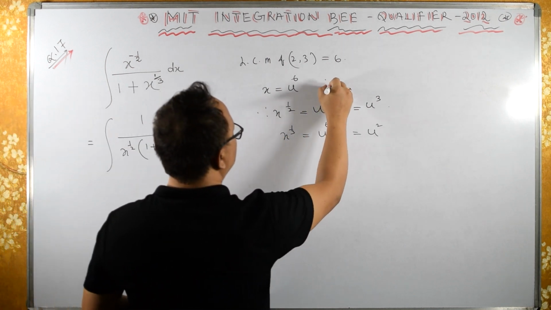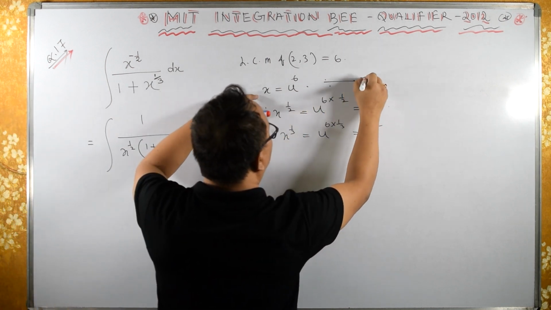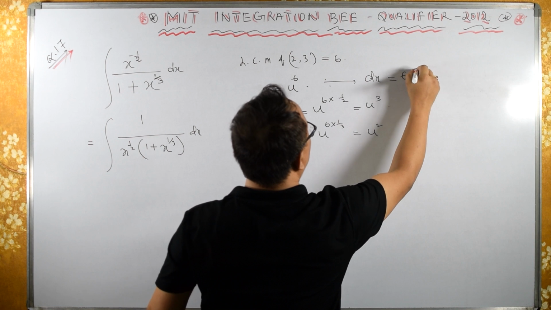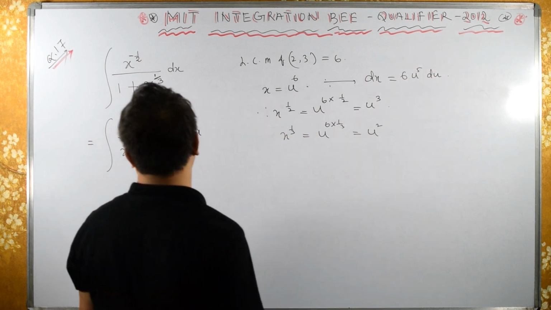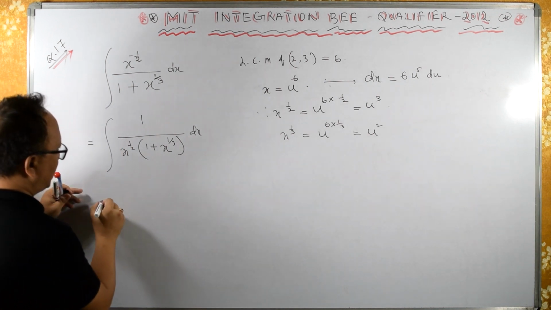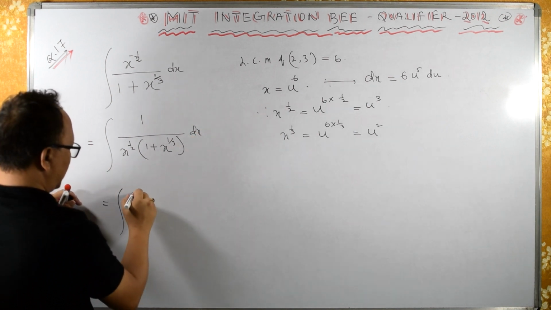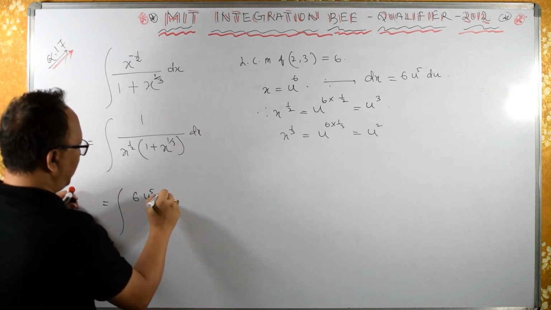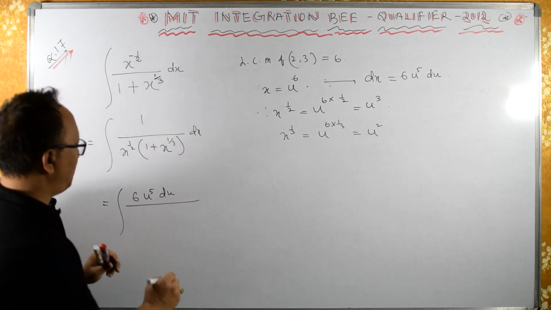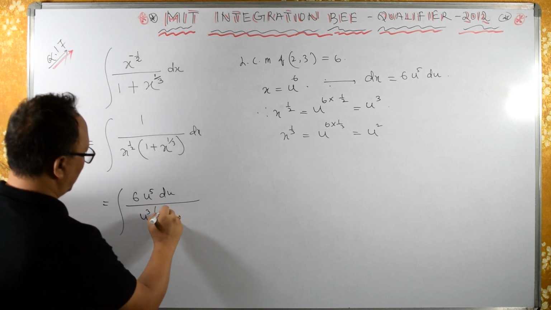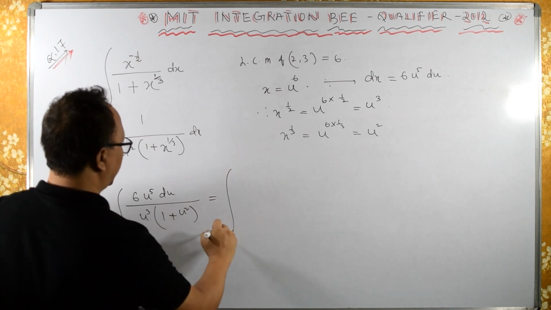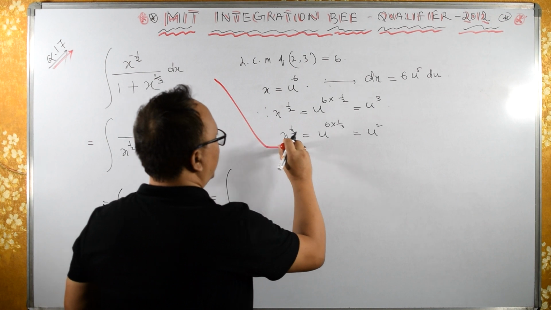Now we need to convert this dx in terms of du. So let's differentiate this. Differentiation of this with respect to x gives dx equals 6 u raised to 5 du. Now let's substitute over here. So what is dx? dx is 6 u raised to 5 du, upon x raised to half, which means u cube, times 1 plus u square. This is my substitution.